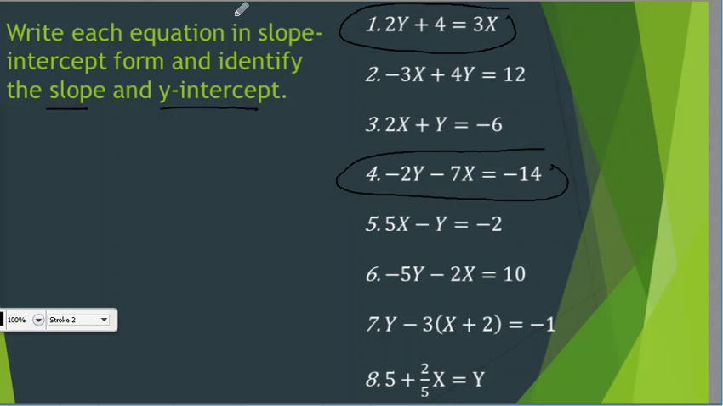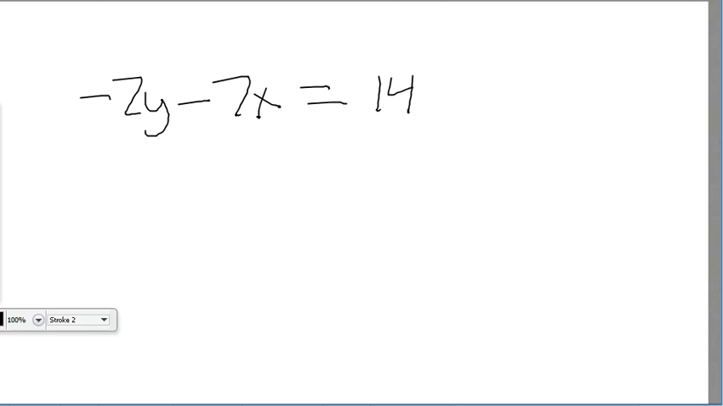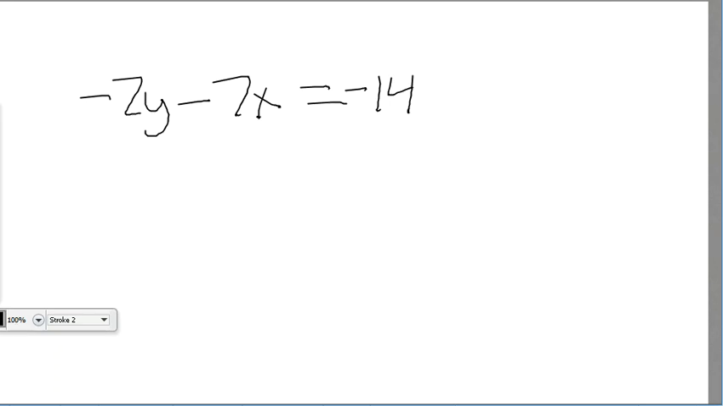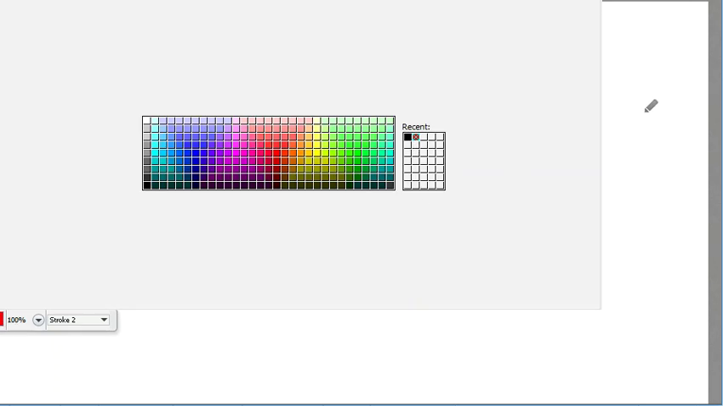Negative 2 times y minus 7x equals 14. Let me make sure that I did that correctly. Equals negative 14. Make sure that when you're doing these, you always write down your equations correctly. So now we're going to put this equation into slope-intercept form, which means we want to solve for the y.